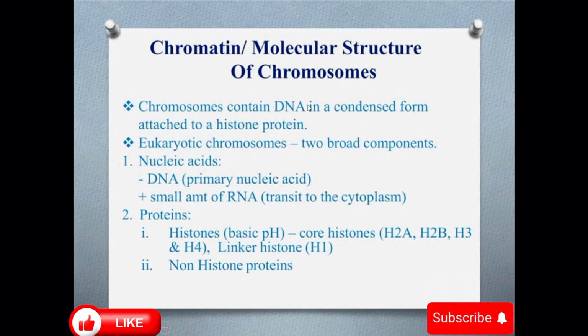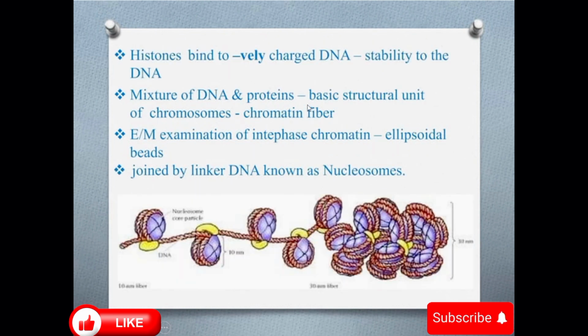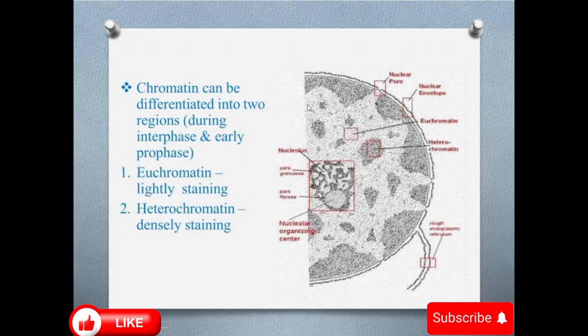The number of chromosomes for each species is fixed. For example, man has 46 chromosomes, the chimpanzee has 48 chromosomes, onion has 16 chromosomes, and garden pea plants have 14 chromosomes. So the number of chromosomes in all individuals of the same species remains constant generation after generation. Histones bind to negatively charged DNA, giving stability to the DNA, a mixture of DNA and protein. The basic structural unit of chromosome is chromatin fibers, joined by the linker DNA, known as nucleosome.